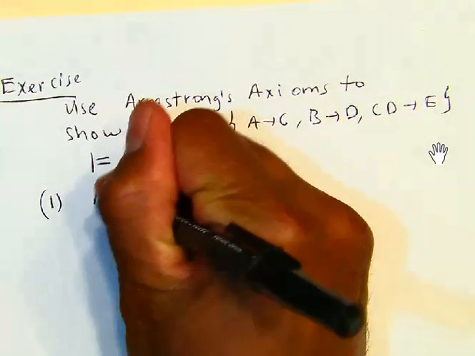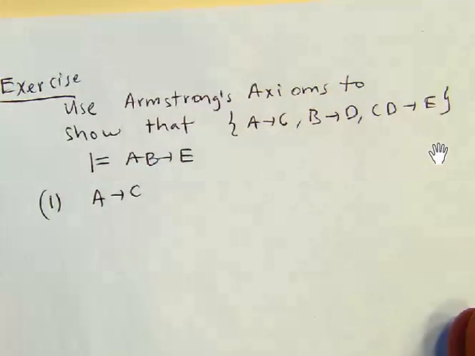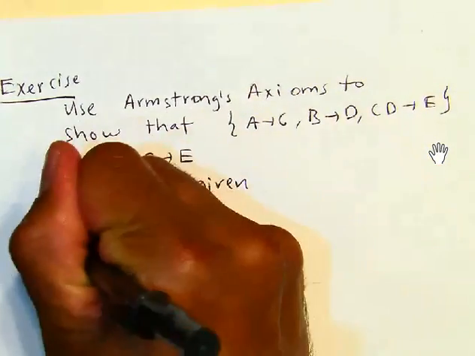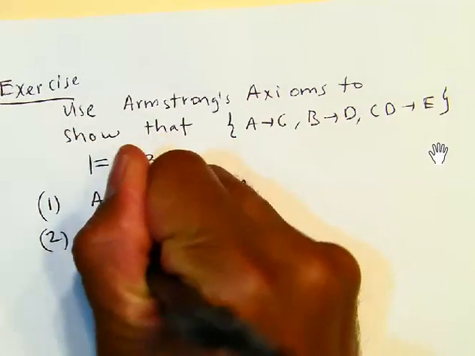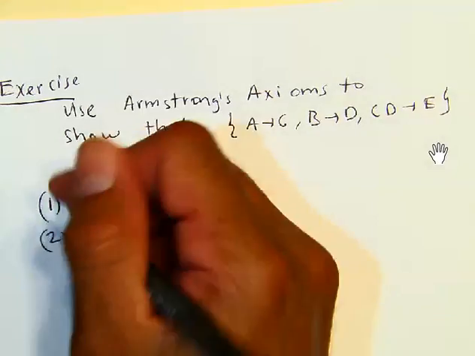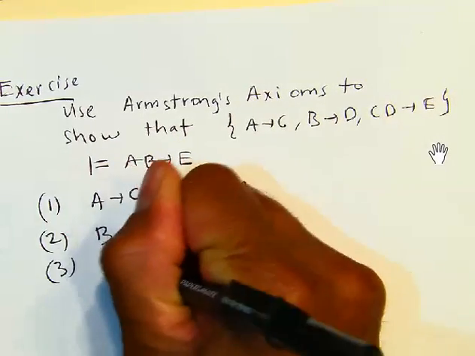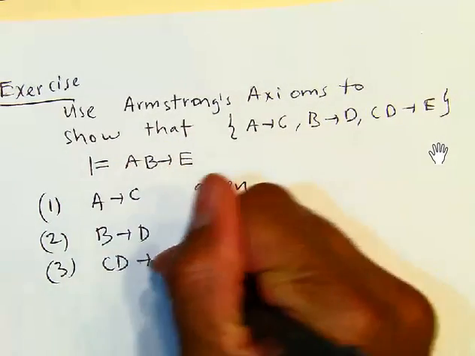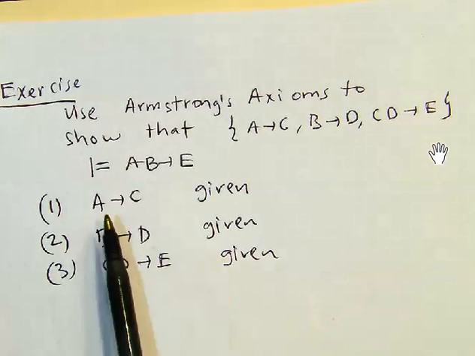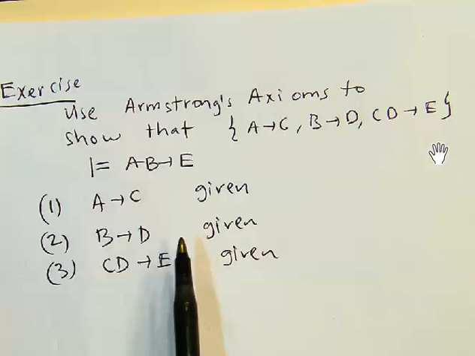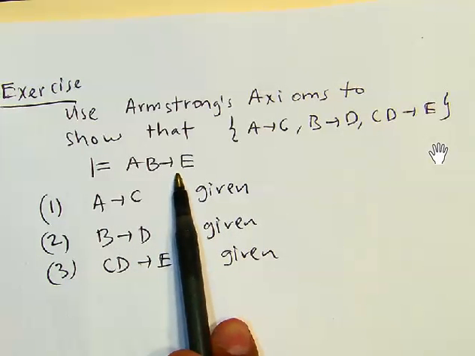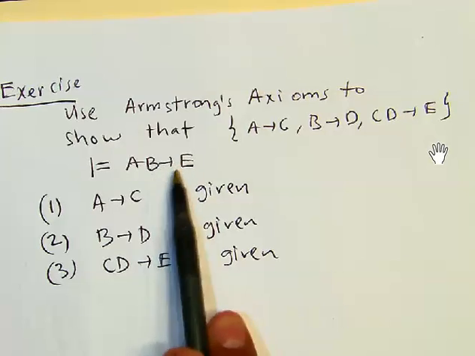So we say A implies C, something that is a true statement because this is given. Now my second statement is that B implies D, and that is given. My third statement is that C and D implies E, and that is given. So now I use the statements that I know and the rules, the Armstrong's axioms, to eventually reach this conclusion. And if we do, then this is true.